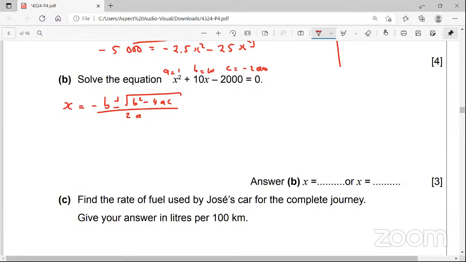AJ, are you done? What is your answer? 40 and negative 50. No, negative 40. Oh, yeah, it's 40 and negative 50, sorry. Why is that? It's 40 and negative 50 because if I take these two factors, 40 times negative 50 gives me negative 2000, and 40 minus 50 gives me negative 10.